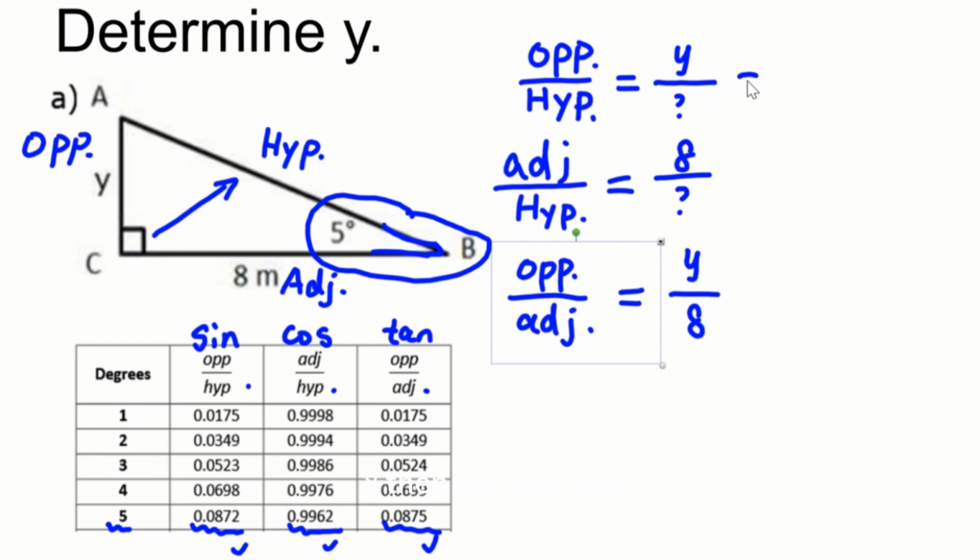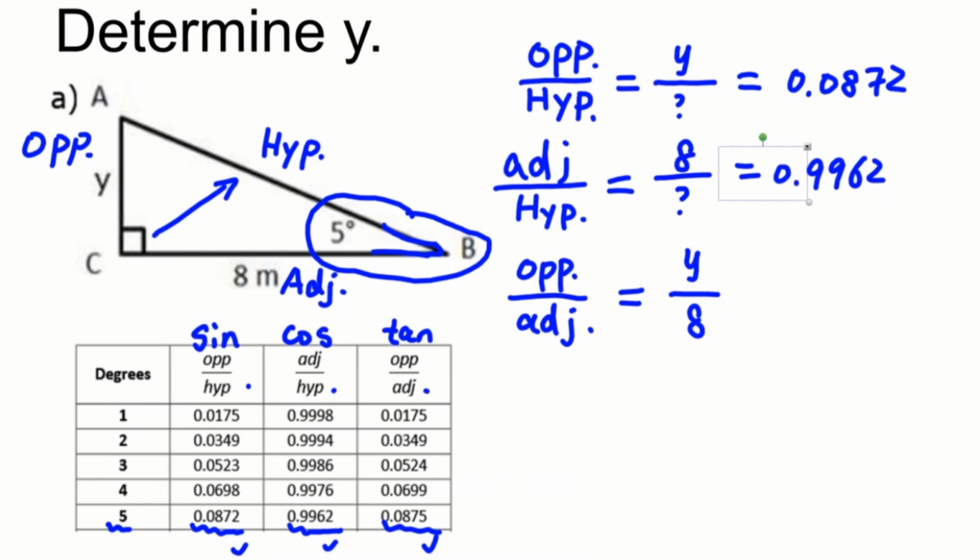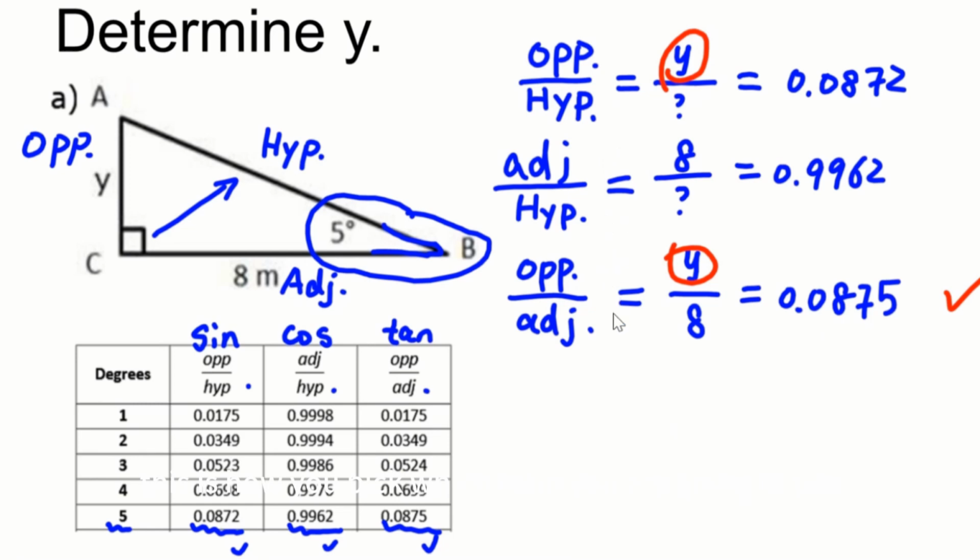Then we copy the ratios here. 0.0872 equals, 0.9962, this one equals 0.0875. Once you write them down, then you will know that you are looking for y, and which equation has only one unknown, then you can solve for y, the last one. This is how you pick which ratio you are going to use.